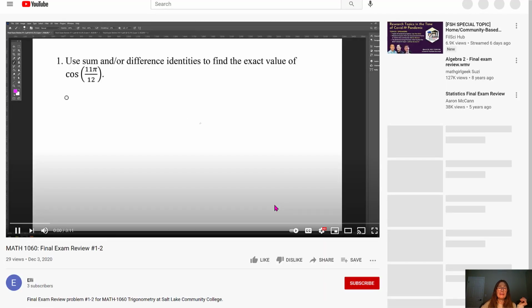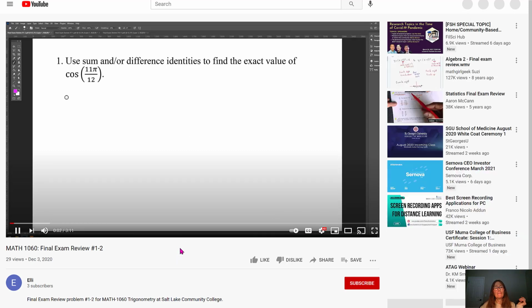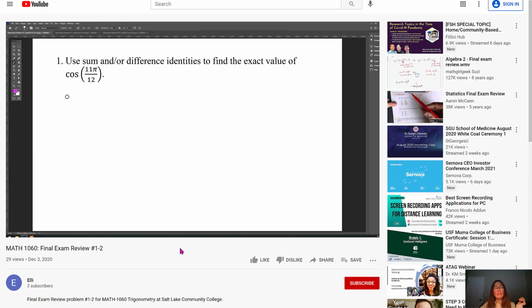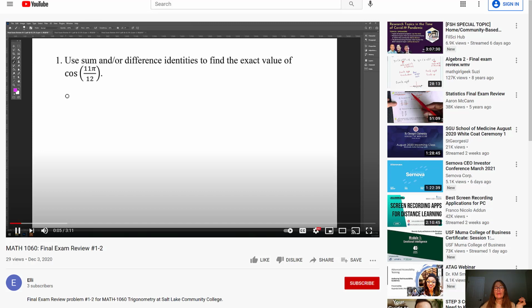I think this is a YouTube solution, which isn't maybe the best, but students seem to like using YouTube, and it's easier. Okay, so I am going to be using the sum and or difference identities to find the exact value of the cosine of 11 pi twelfths. The first thing I want to do is find two numbers that add up to 11, and we know that 10 plus 1 is 11, so is 9 plus 2.